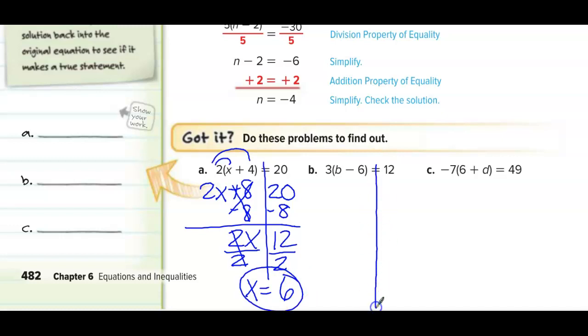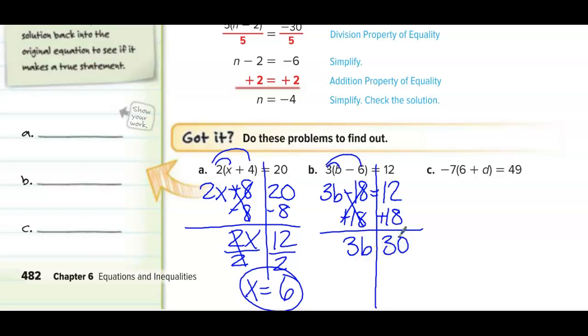All right, on the next one, you're going to distribute or hand out that 3. So 3 times b is 3b, minus 3 times 6 is 18, and that equals 12. I always work on that side that has the variable. So I have 3b minus 18. To get rid of that minus 18, I'm going to add 18, which you do one side, you always do the other. Those make 0 pairs. I'm left with 3b. 12 plus 18 is 30. Since 3 and b are multiplied, I do the opposite operation, which is division. So I divide by 3, divide by 3. b equals 30 divided by 3 is 10.